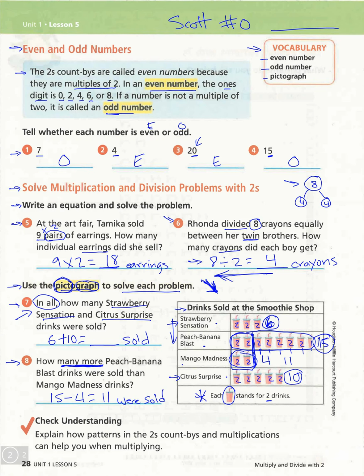So down here, we're looking at number 7. 6 plus 10, well, that's 16. 16 were sold. And then we already did number 8. So really, that's it. That's all the correcting we needed to do for that lesson. Good job, you guys.